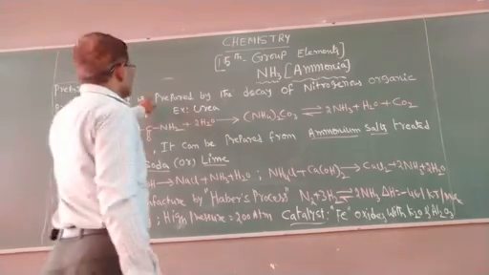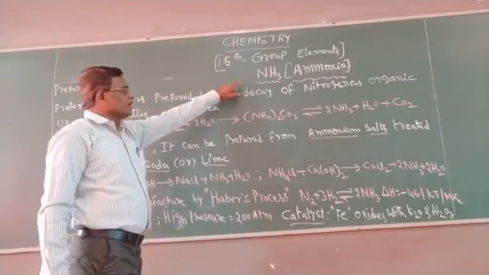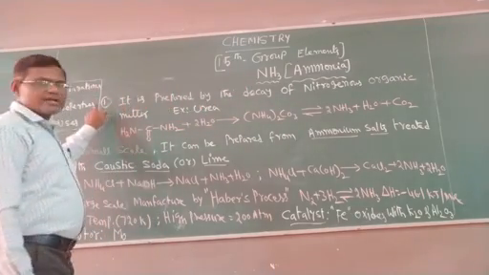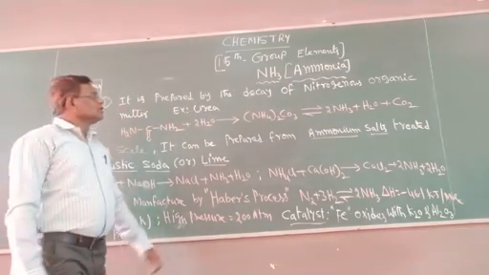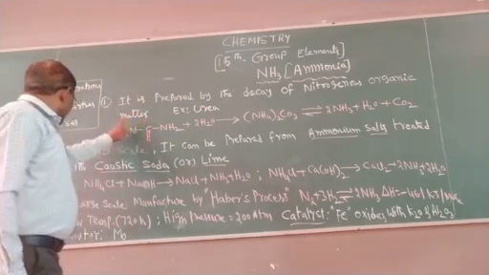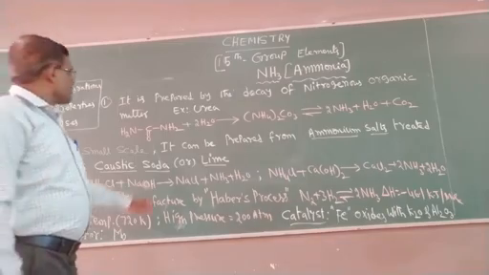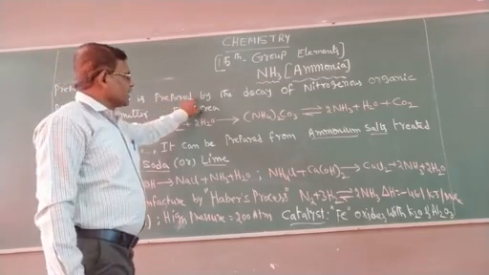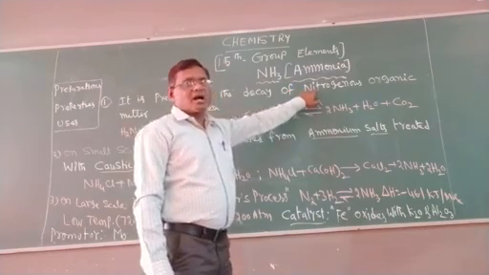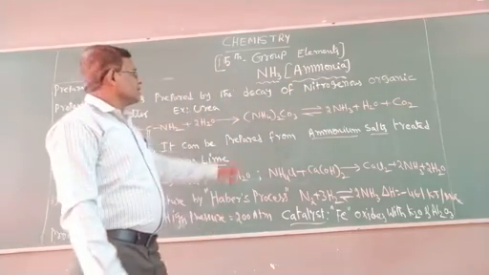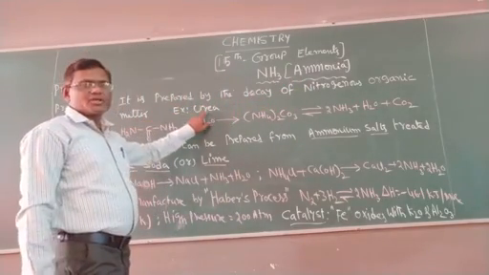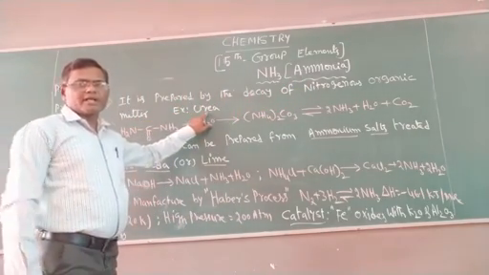Okay, children, now let us study the preparation of ammonia, its properties, and uses. Now, how is ammonia prepared? Here also different methods are there. One of the methods: ammonia can be prepared by decay of nitrogenous organic matter. For example, urea is one of the organic matters.